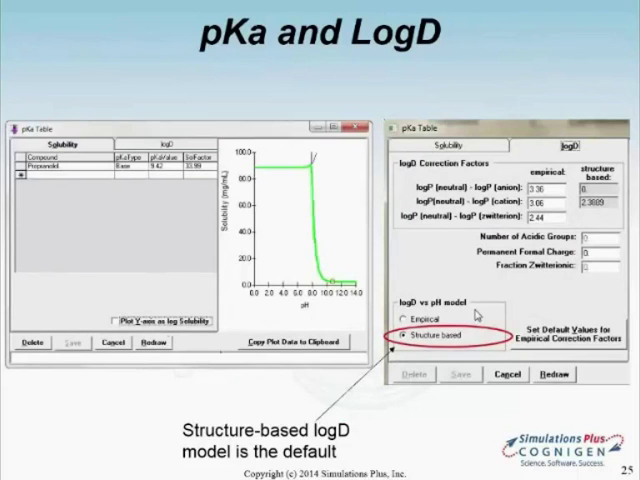For pKa and logD, you do have access to the same models as you have in GastroPlus. So again, our state-of-the-art structure-based model for predicting the logD is the default model. If you are importing the structure, you will have the same great predictions for the logD versus pH.